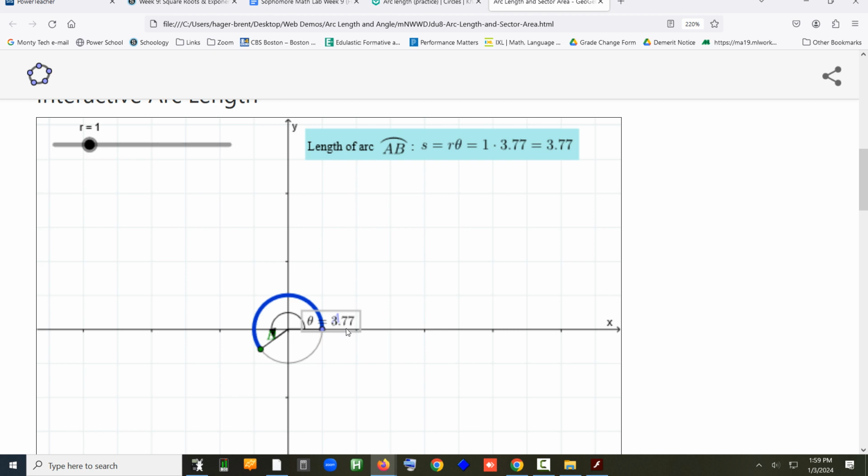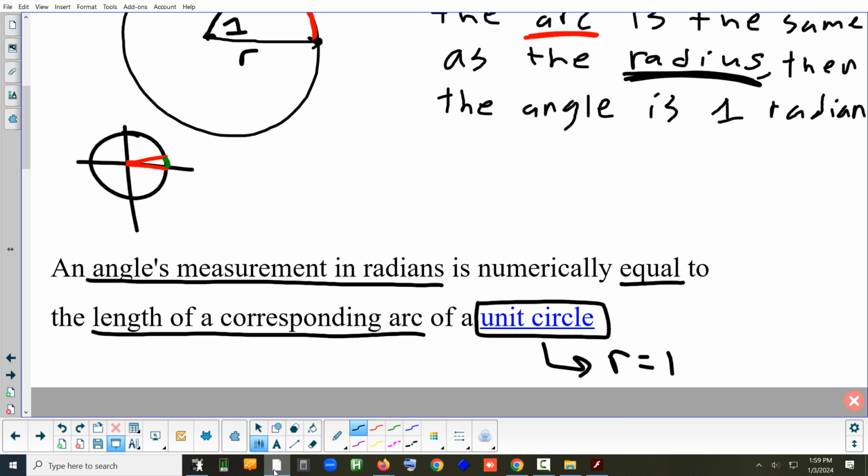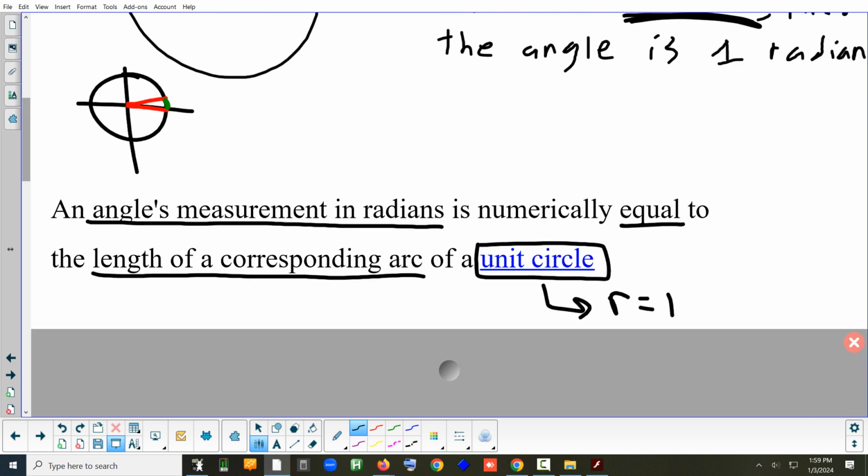So when we have an arc that takes up a full circle, we really don't call it an arc anymore. What do you call an arc that's the whole circle? What's the name of that? An arc that's a full circle. The circumference. So the idea is, if you can find the length of the circumference, that will tell you how many radians in a full circle, because the length of the circumference is going to be equal to the radians in a full circle.